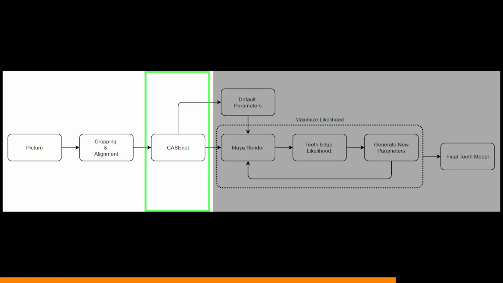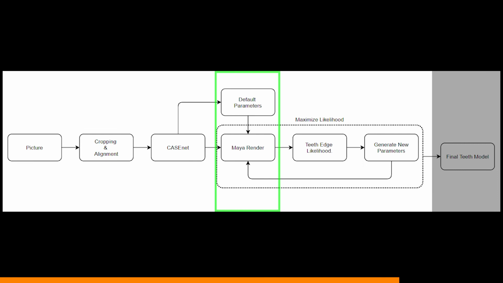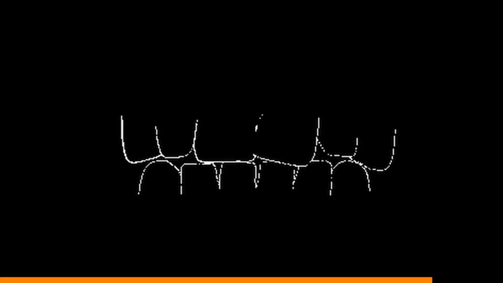Starting from a standard position, in a 3D modeling software, in our case Autodesk Maya, the outline of the generated teeth is determined. This outline is compared with the prediction provided by the ResNet, and based on the differences, a new set of parametric values are then calculated. This process is repeated until an optimal parameter set for all teeth is reached.